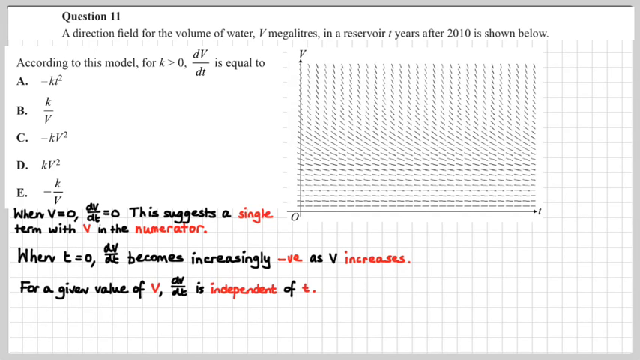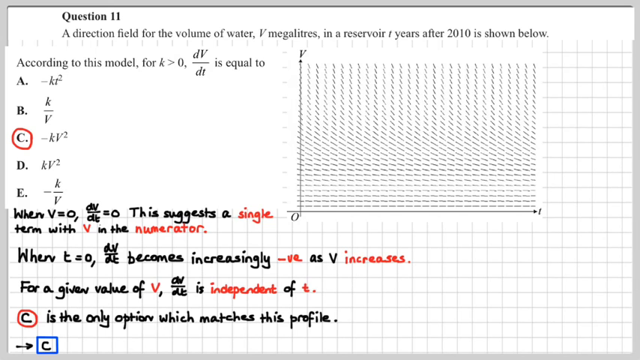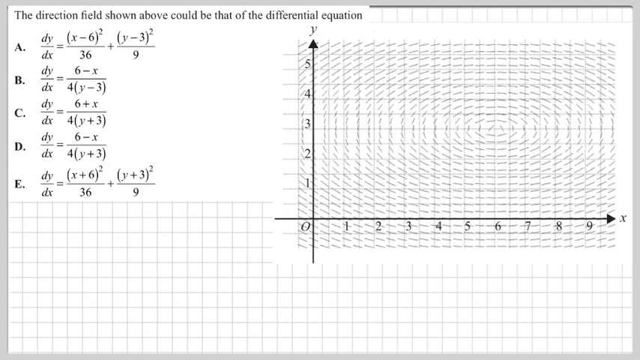So, for a given value of V, dV/dt is independent of T. Oh, that's what I said before. And C, that's what we said, wasn't it? C for you and me? Yippee. Yes, it's C. You see, it works, doesn't it? So our detective work triumphed again.